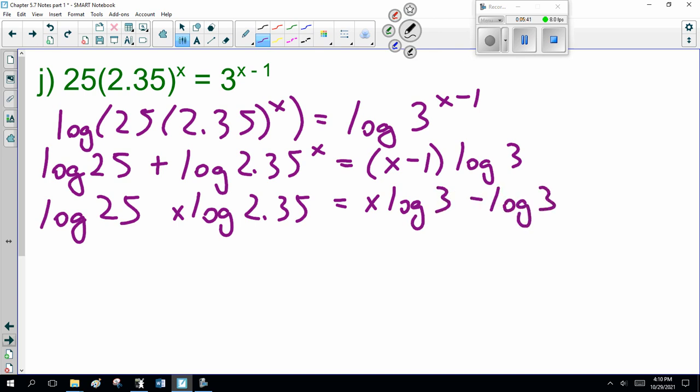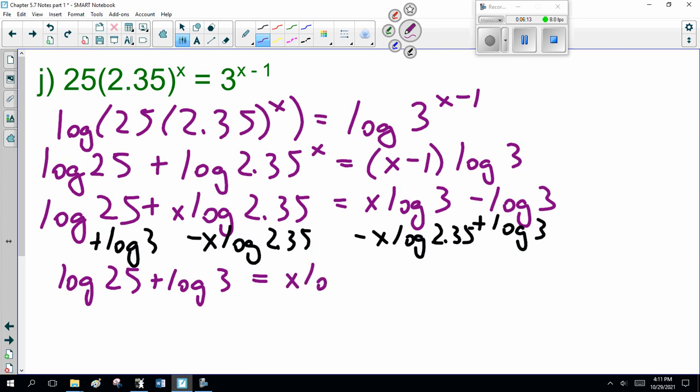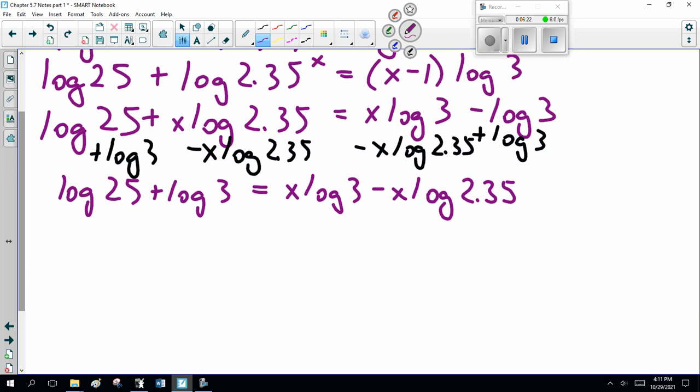Okay, plus. Now, here, I'm going to get all my x's on one side and my constants on the other. So I'm going to add log 3 to both sides, and I'm going to subtract x log 2.35. So this becomes log of 25 plus log 3 equals x log 3 minus x log 2.35. All right? Now, that's a lot of work.